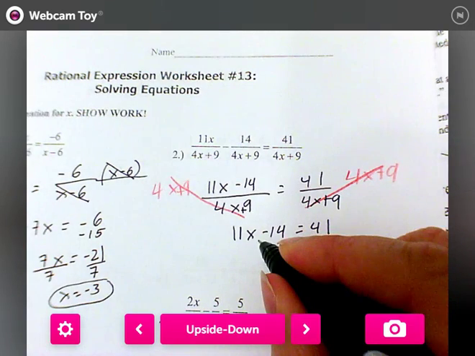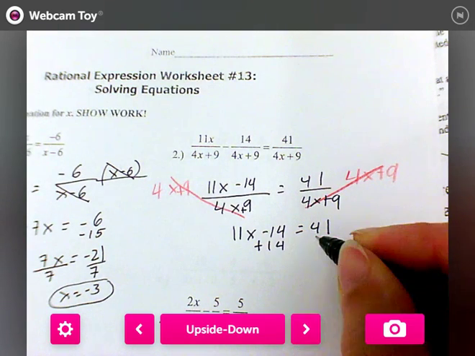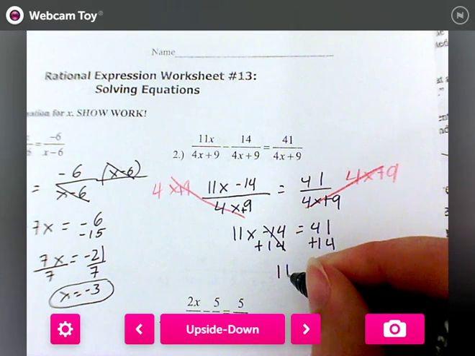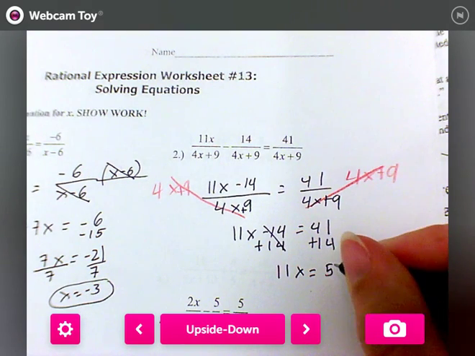I'm going to add 14 to both sides. And I'm going to get 11x equals 55.